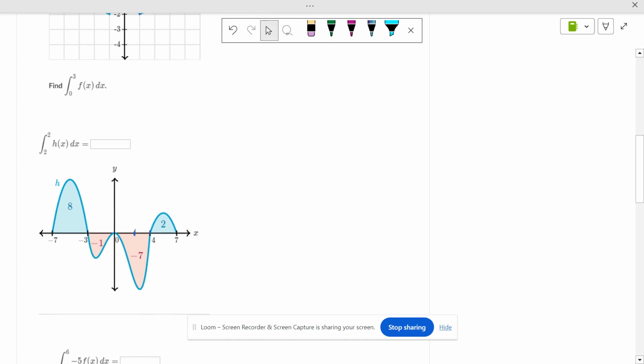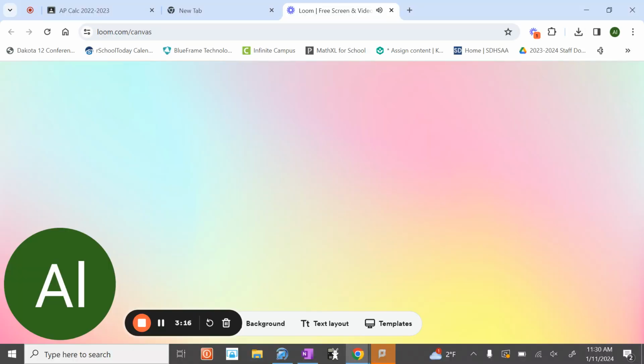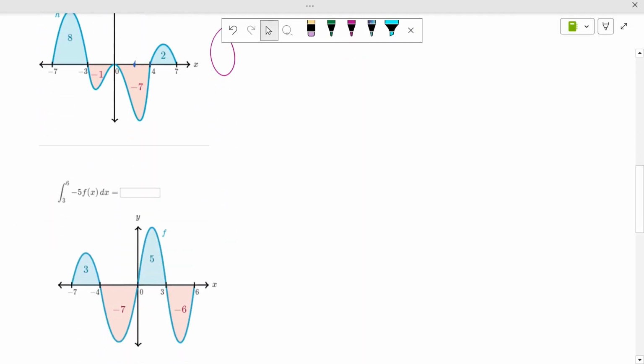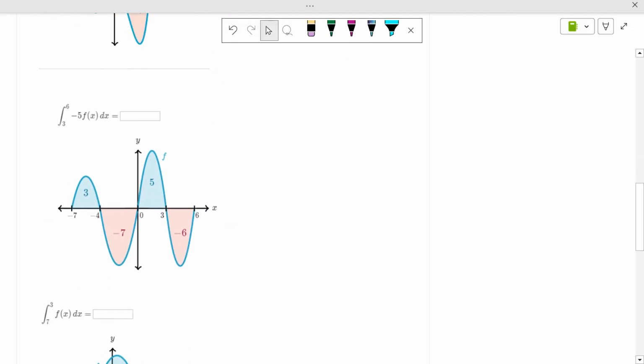All right. From 2 to 2, what is it? 0. Well, so when the numbers match, it's going to be 0. Because you can't find any area because your starting and your ending is in the same place. Okay, from 3 to 6. From 3 to 6, what is it? The area is? So if I'm taking -5 times that area, what is my answer going to be? +30. Okay?